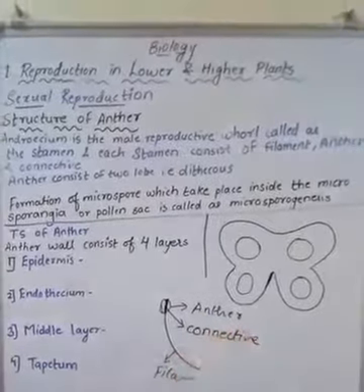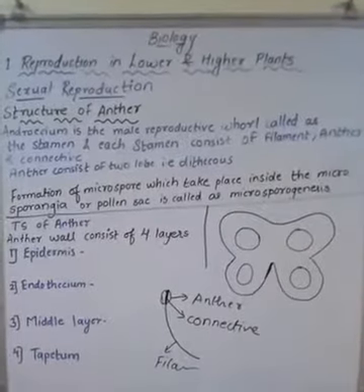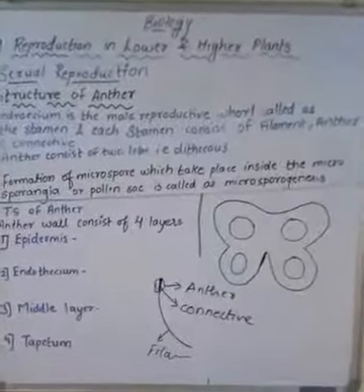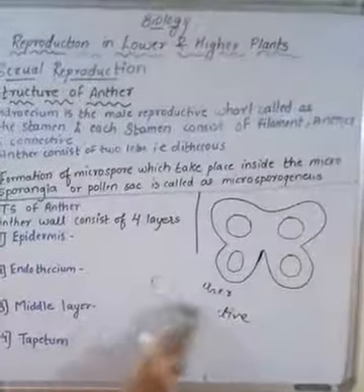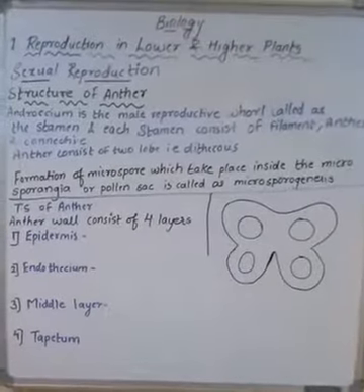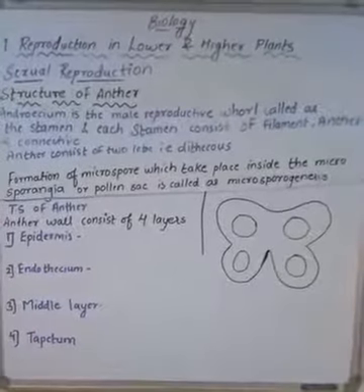Clear with this? Okay, so now we will be seeing the structure of this. The anther consists of two lobes. What does the anther consist of? It consists of two lobes, which is called dithecous. Theca means lobe.